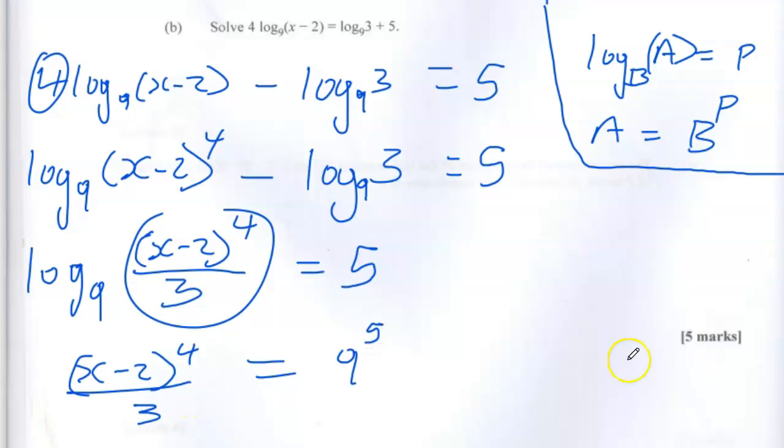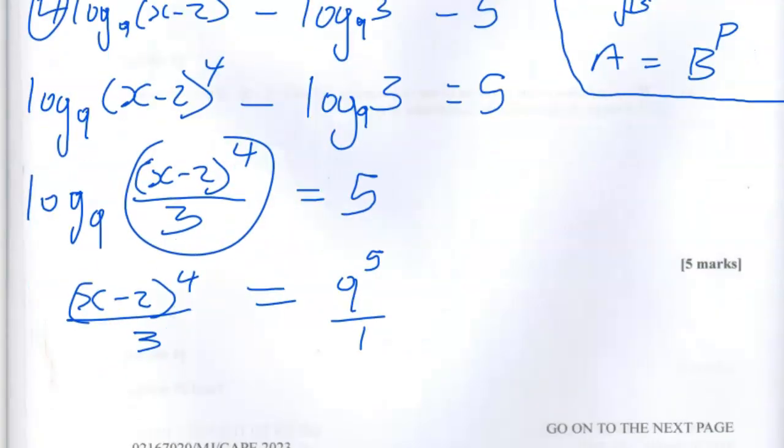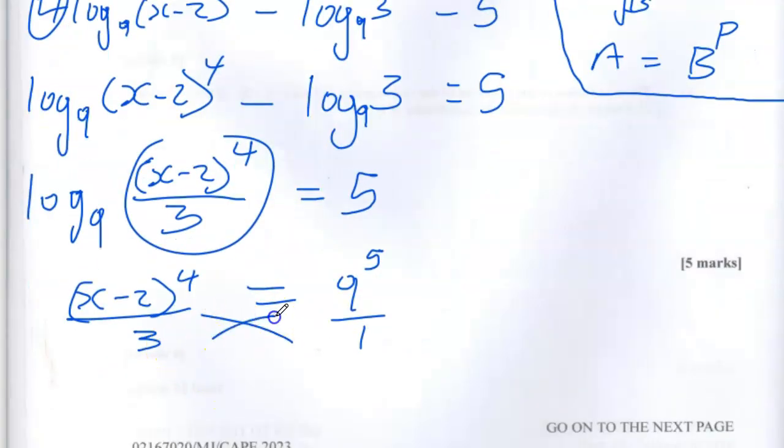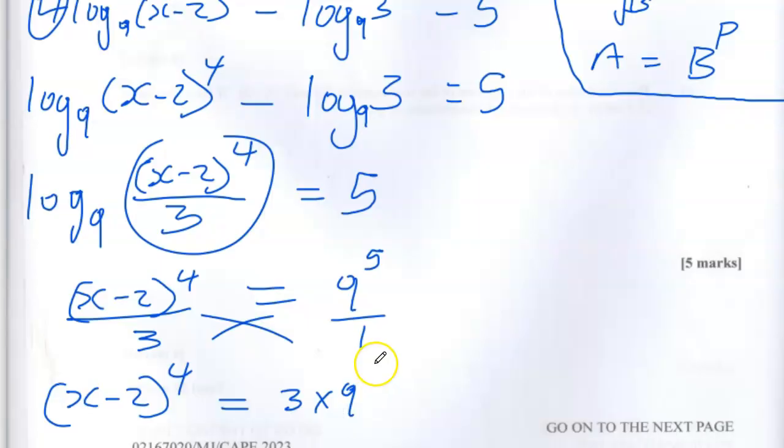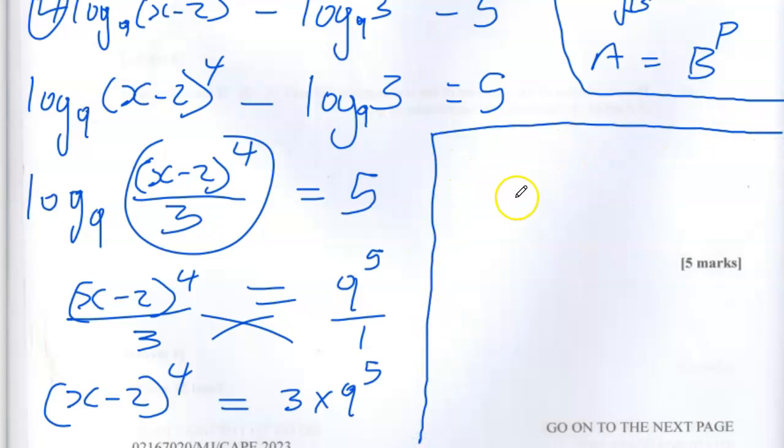And of course, what we can do is just simply cross multiply, put this over 1, and if I cross multiply, I'll end up with (x − 2)^4 equal to 3 times 9^5. Let's complete the problem over here in this little box. So I guess we could use our calculator and work out the right hand side.